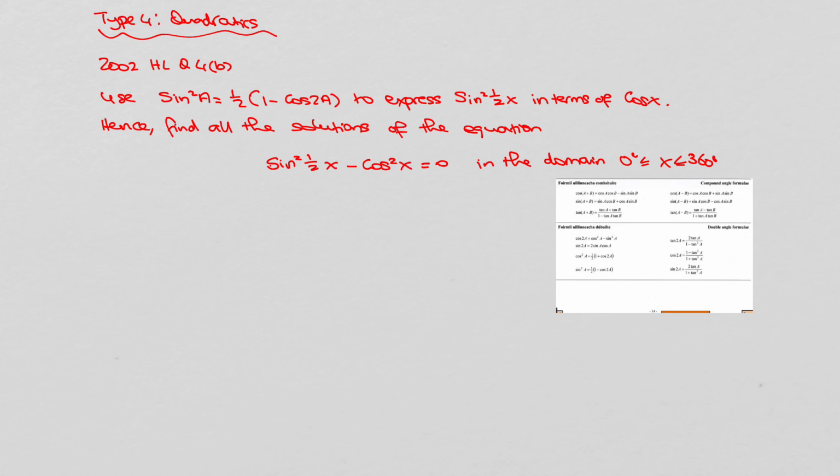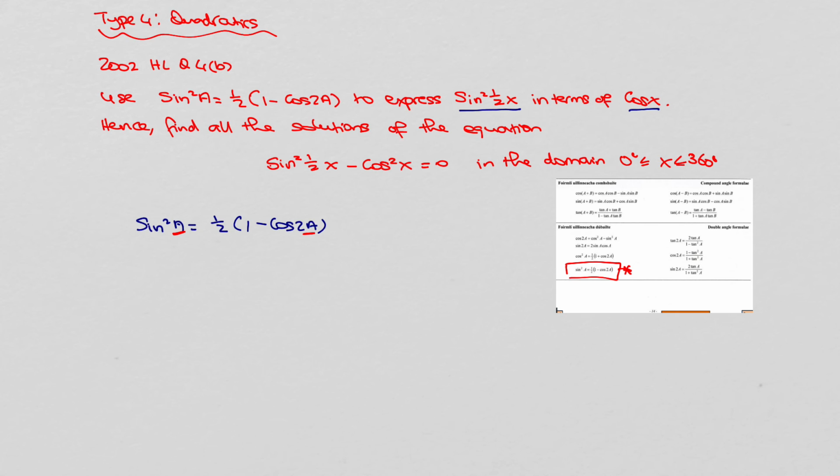So the example we're going to look at for type 4 quadratics is the 2002 higher level question 4b. So the first thing it says is to use the formula sine squared A equals a half times 1 minus cos 2A, which is from page 14 here on our tables. That's this equation here. And we're going to use that to express sine squared a half x in terms of cos x. So basically what that's saying is if we have sine squared A is equal to a half times 1 minus cos 2A, the angle on the right is double the angle on the left, or the angle A is half the angle on the right. In other words, that's why it's called the half angle formula.